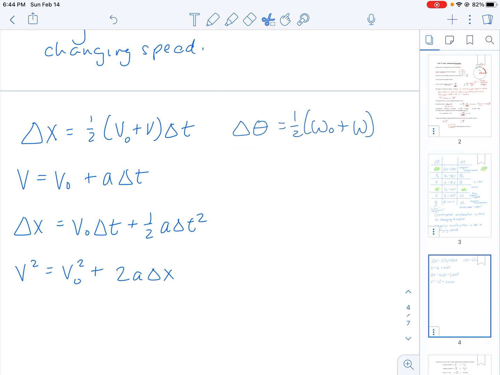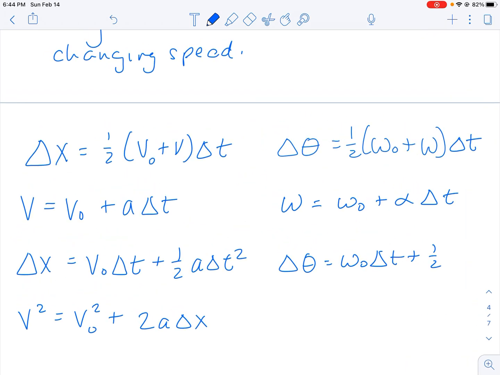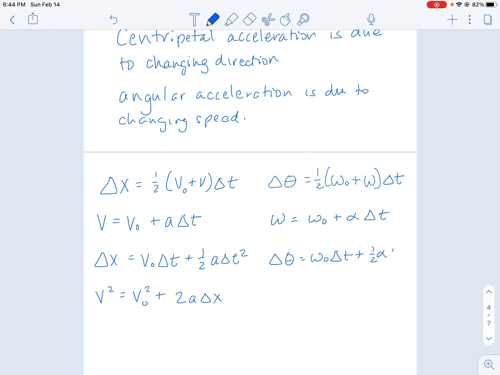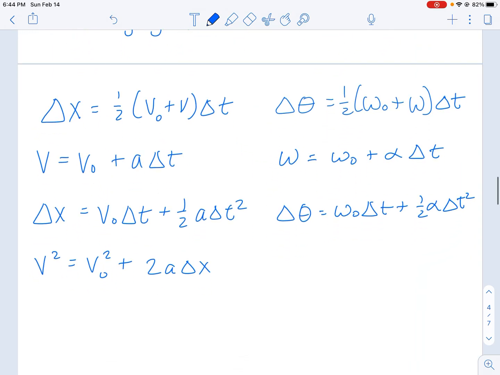I've been doing this for a while, so I have these memorized. You might want to write them on a card so that you can make those correspondences. Again, t is the only one that's the same. So there are my four kinematic equations for linear situations and then for rotating situations.